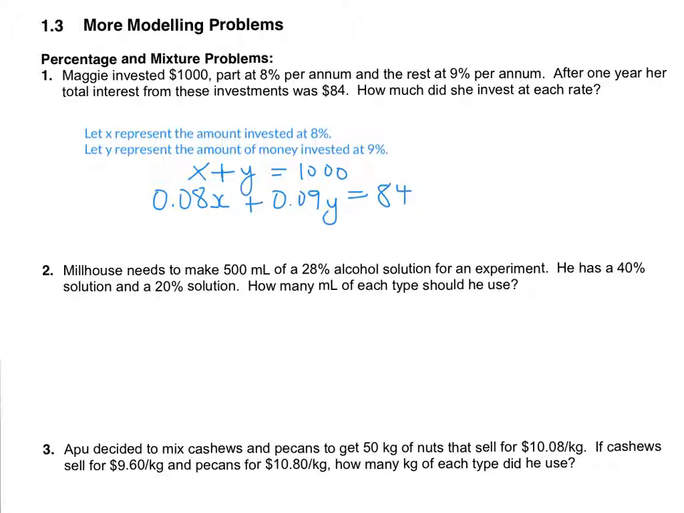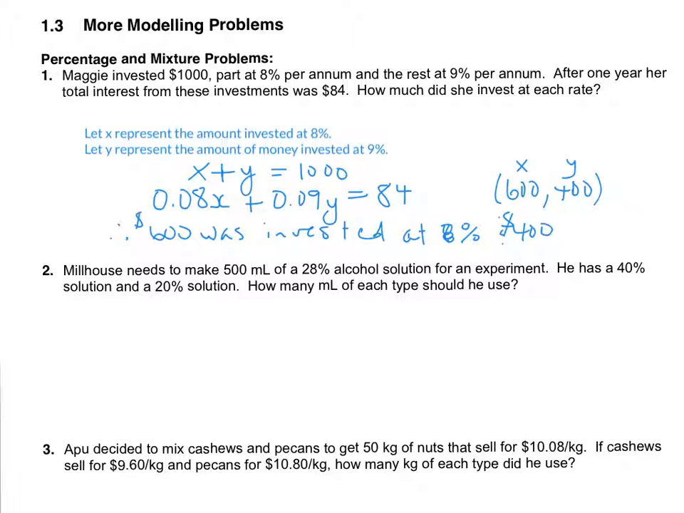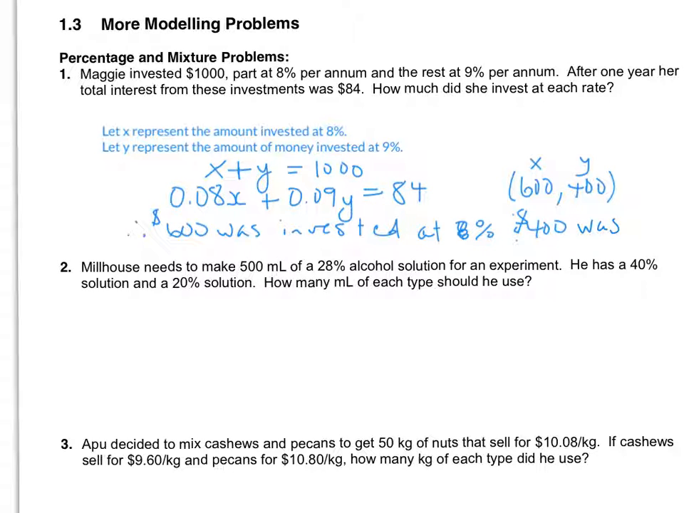Once you put that into decimals, I was able to get an intersection point at 600, 400. And remember, that's the X and the Y. So I know that X is the amount invested at 8%. So $600 was invested at 8%, and then $400 was invested at the 9% rate. So we want a therefore statement. So therefore, $600 was invested at 8% and $400 was invested at 9%.